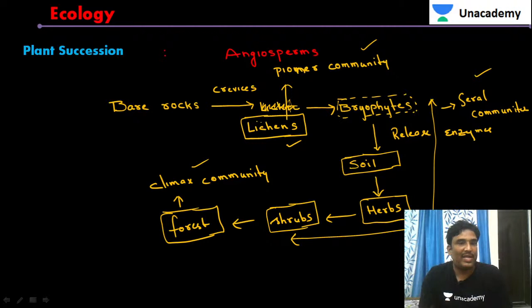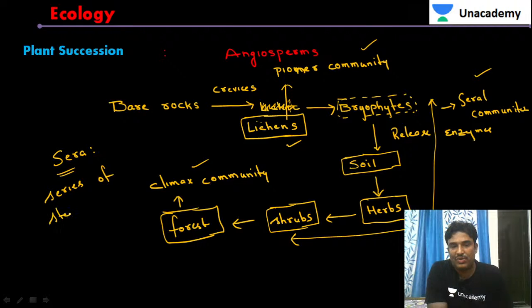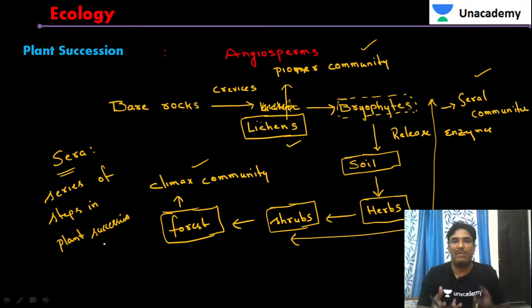Altogether is called a sera. Altogether means the series of steps. The series of steps in plant succession together is called a sera. So these four terms we have to remember: pioneer community, climax community, seral community, and sera. What does sera mean? Series of steps in the plant succession is called a sera.